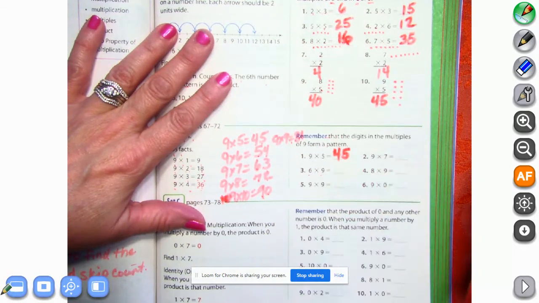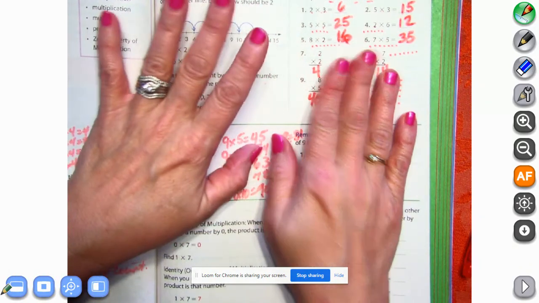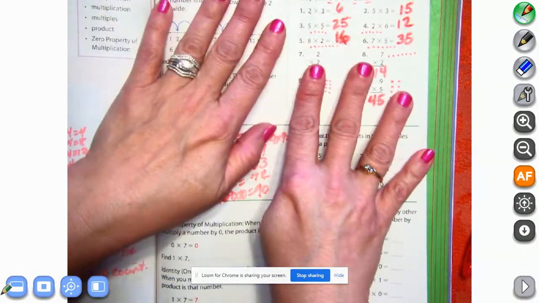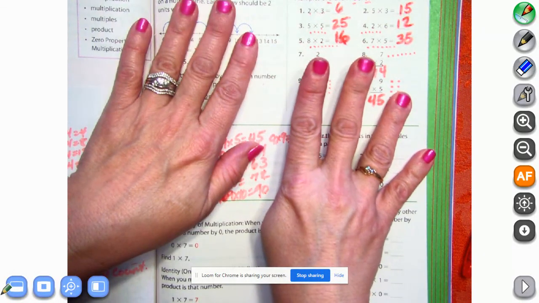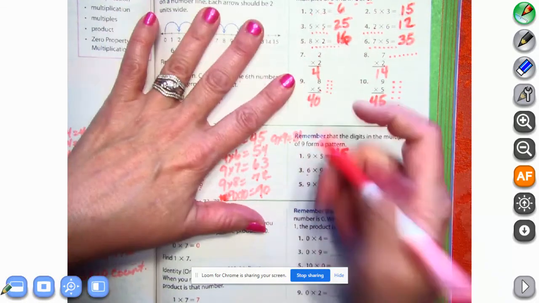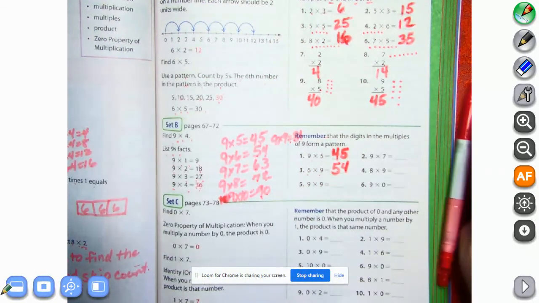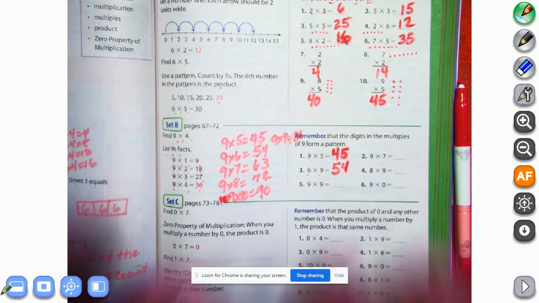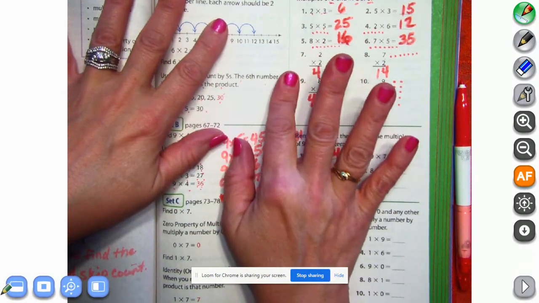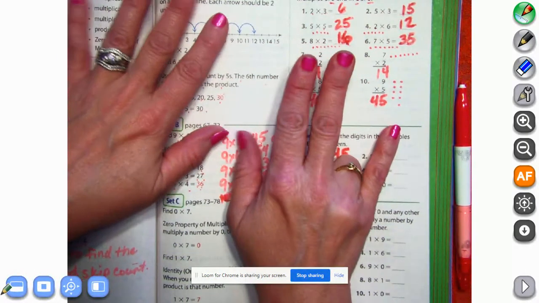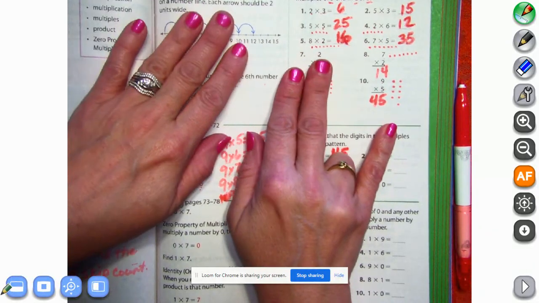Six times 9. So we can do our nines trick again. 1, 2, 3, 4, 5, 6. Put down number 6. These are my 10s. 10, 20, 30, 40, 50, 51, 52, 53, 54. Nine times 9. 1, 2, 3, 4, 5, 6, 7, 8, 9. Put number 9 down. These are your 10s. 10, 20, 30, 40, 50, 60, 70, 80, 81.